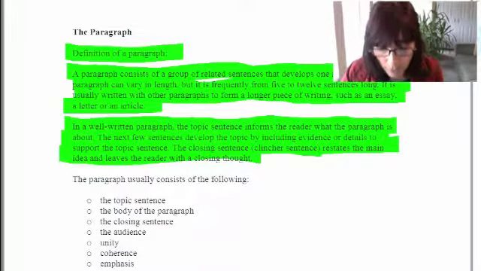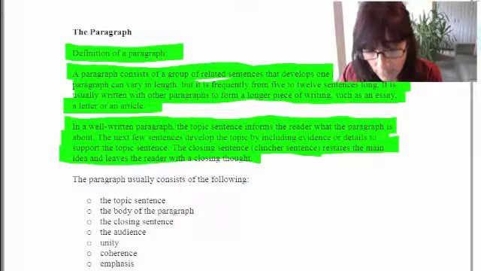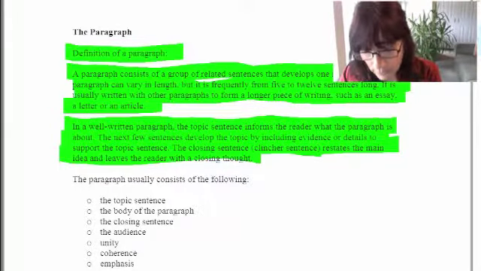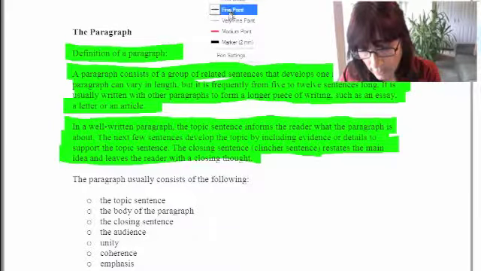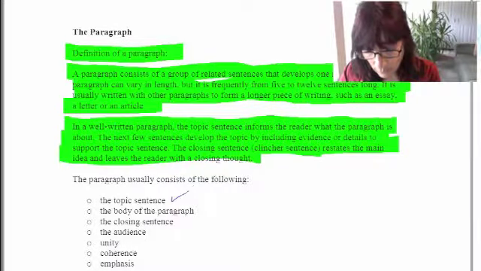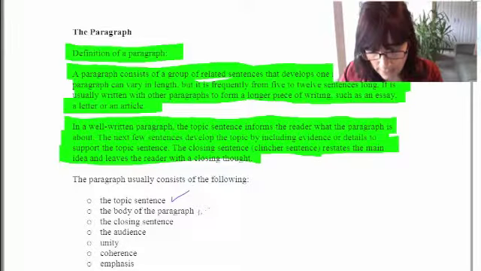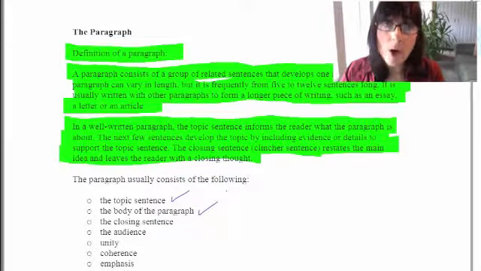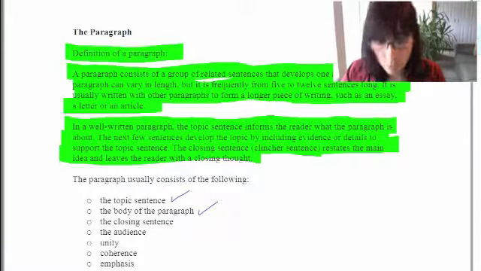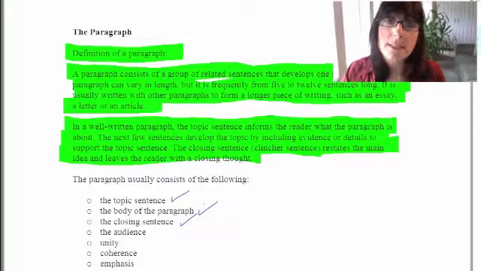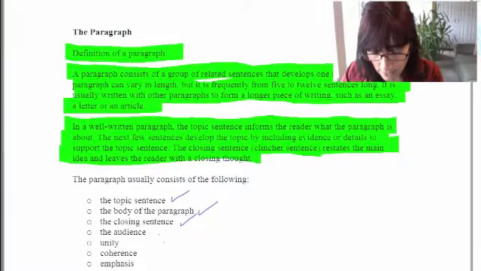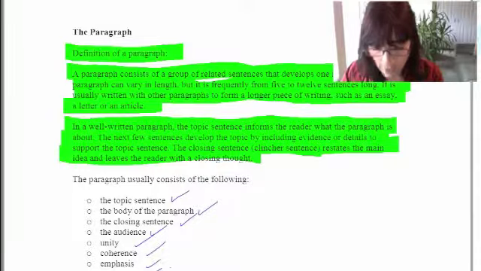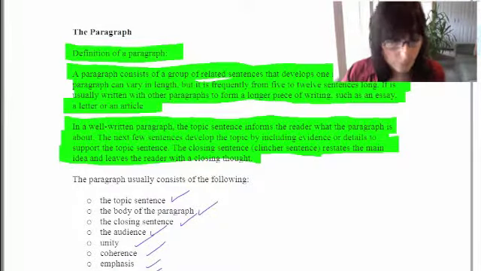So the paragraph will consist of the following, and I have included videos on each of these points. It will have a good, clear topic sentence. Your paragraph will have a body to it, like all the ideas which are supporting your topic. A closing sentence, which is also called a clincher sentence. You also have to consider when you're writing a paragraph who your audience is. You must include unity and coherence, as well as emphasis, tone, and you also want to look at the mood of your writing.